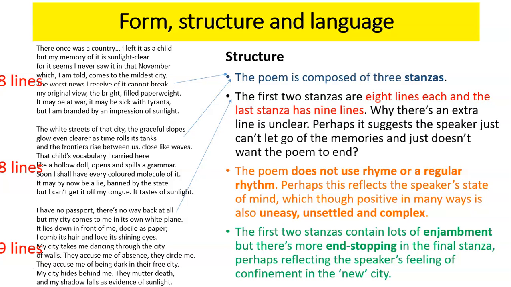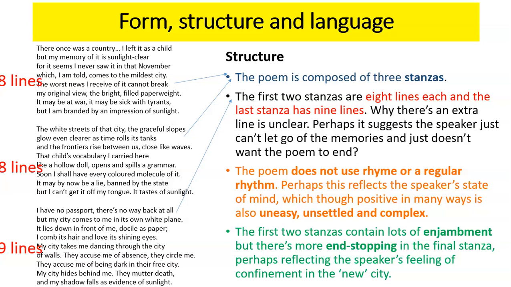Okay, and then lastly, the first two stanzas, if you have a look, there's quite a bit of enjambment. So that's where lines might overflow or lack specific punctuation marks at the end of a line. But in the final stanza, we see a lot more end stopping. So you see quite a few punctuation marks, such as full stops at the end of lines. And you also might notice some really short, sharp sentences in the final stanza.